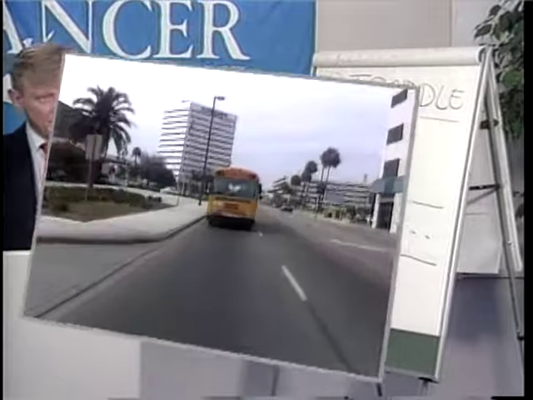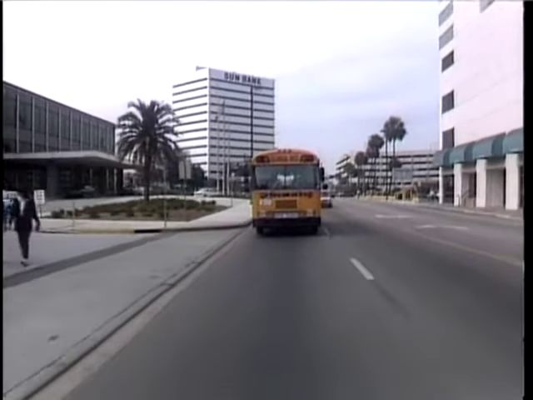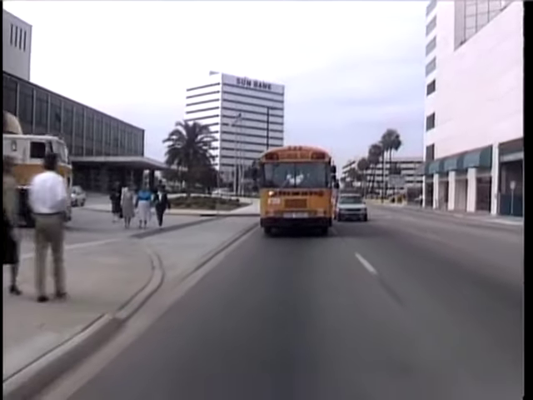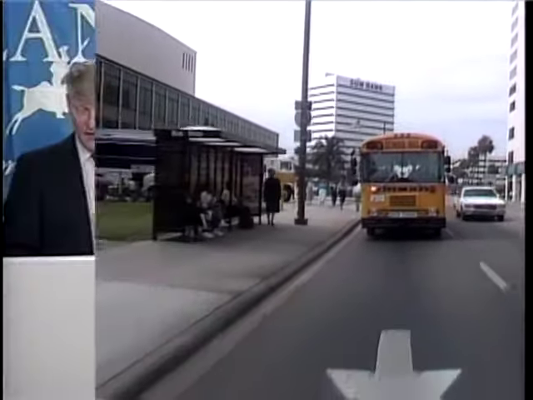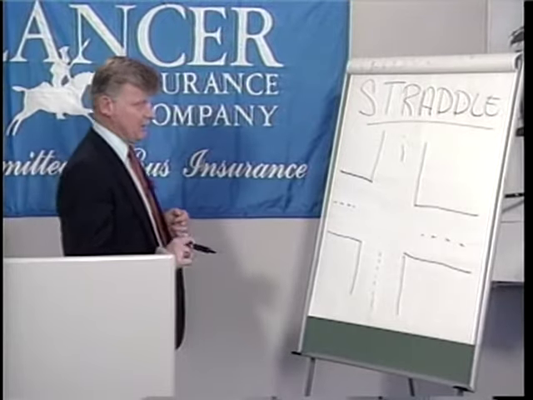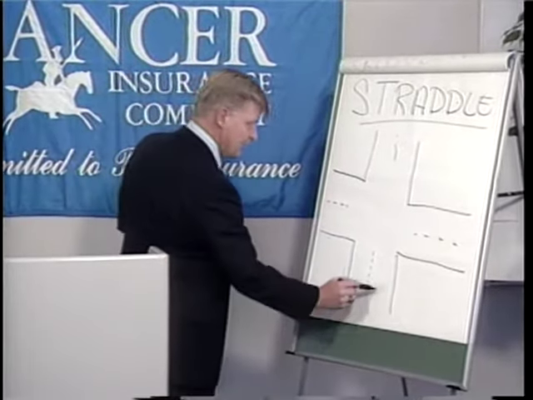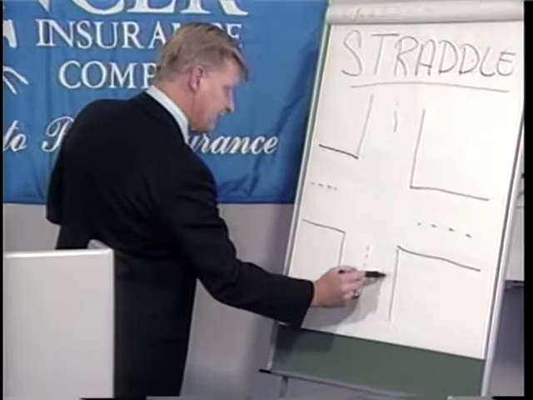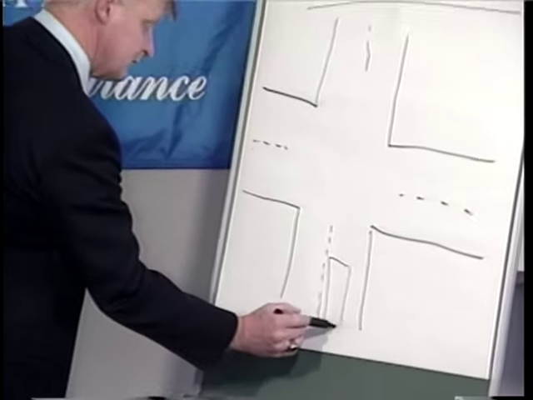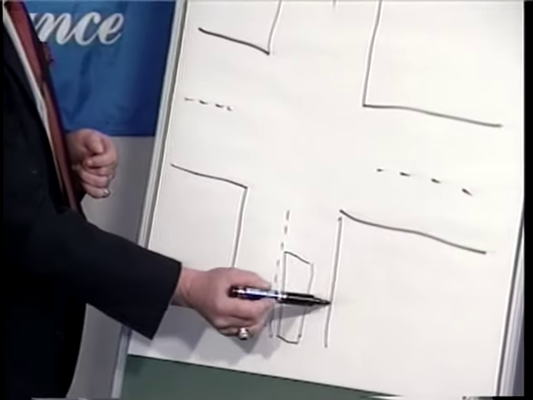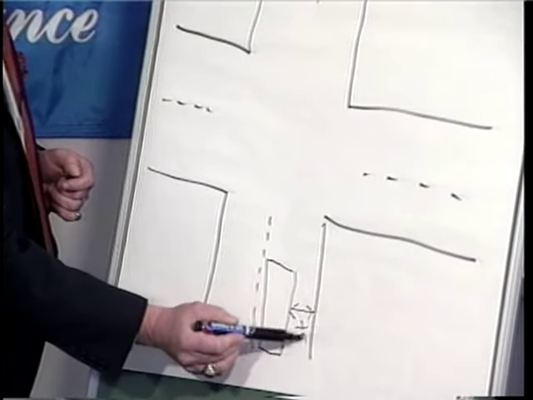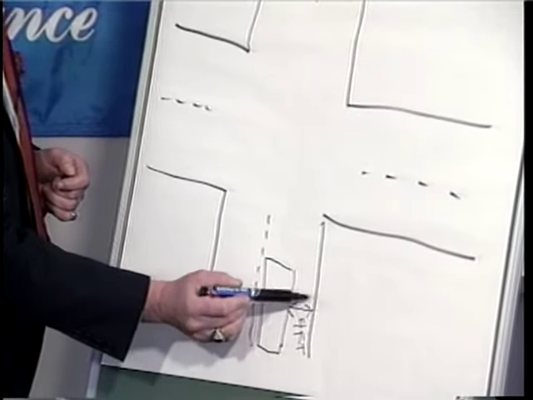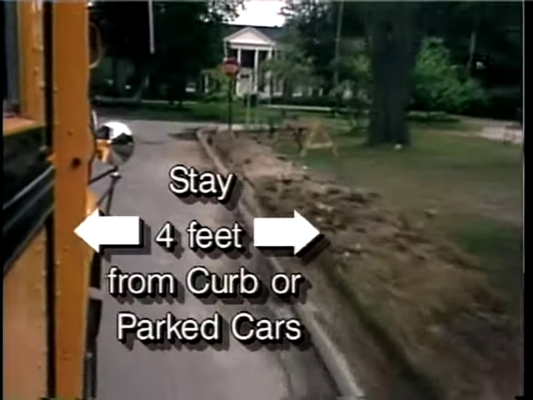You signal, number one, of course, long before you're going to make the turn, and you look and size up the situation, looking for pedestrians and where the parked cars are and how tight the turn is. And then your positioning becomes very important in the straddle method. When your bus comes down this block here, you want to get no further than 4 feet from the curb, or it could be parked cars in here, but whatever the stationary object is. You don't want to be any more than 4 feet.